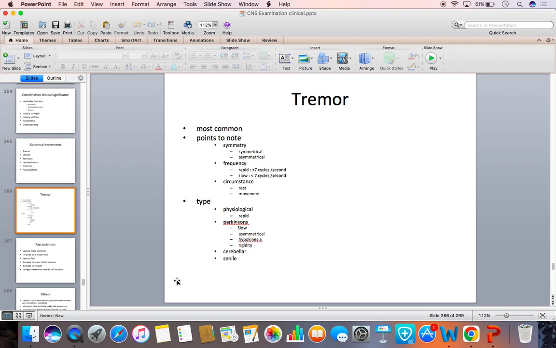Type, is it physiological? Physiological is rapid. Parkinson's, slow and asymmetrical, associated with hypokinesia and rigidity. Cerebellar, it is intentional tremor with hypotonia. Senile tremor is an old age tremor, it is not that symmetrical. Fine tremor.